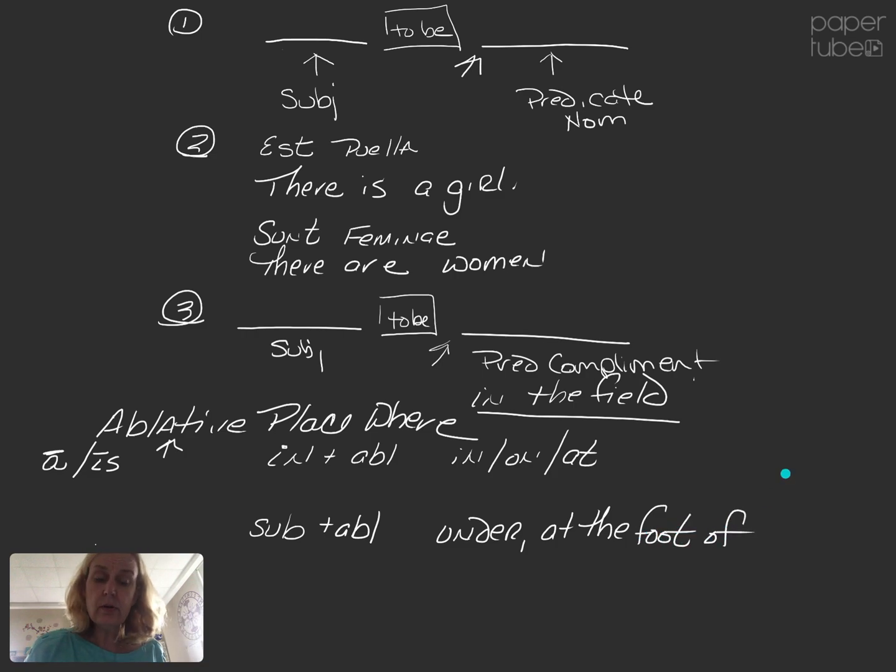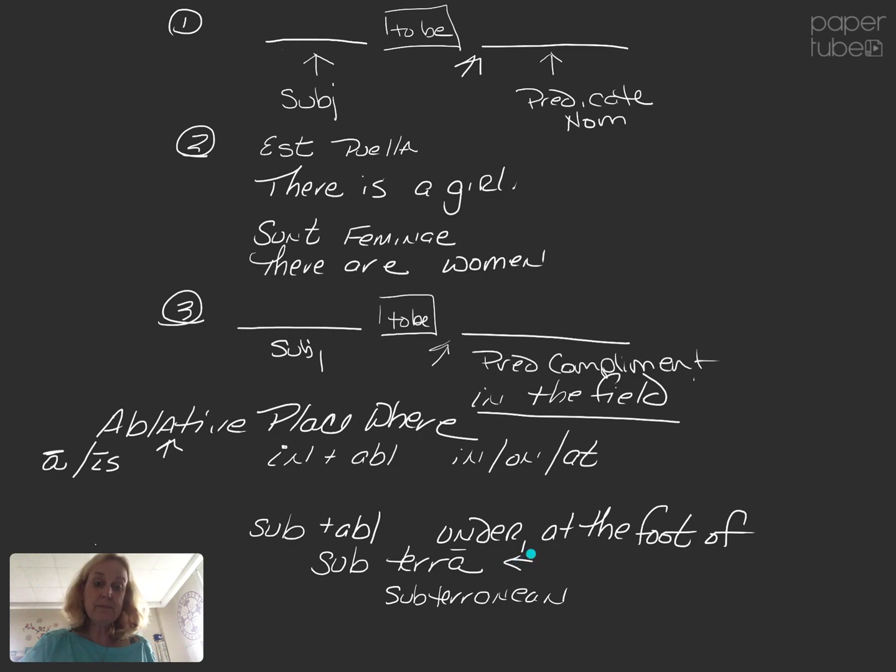What would at the foot of be? Did you see the girl? She was at the foot of the city wall. That's being right up close, but not inside of it. That's the description. Under, sub terra. So sub plus terra, terrae. We need the ablative, long A. Underground, subterranean. We get subterranean from subterra, underground.